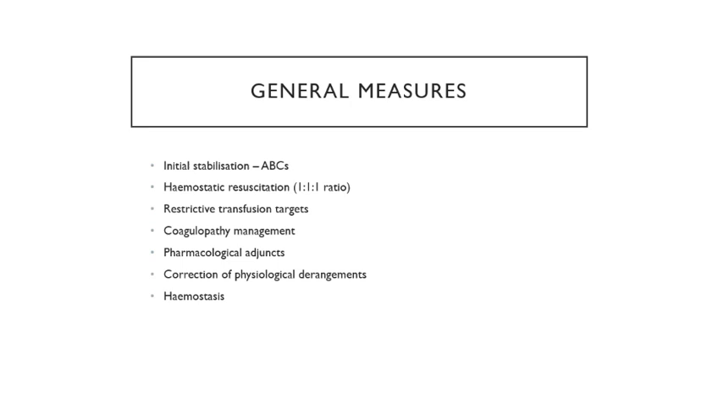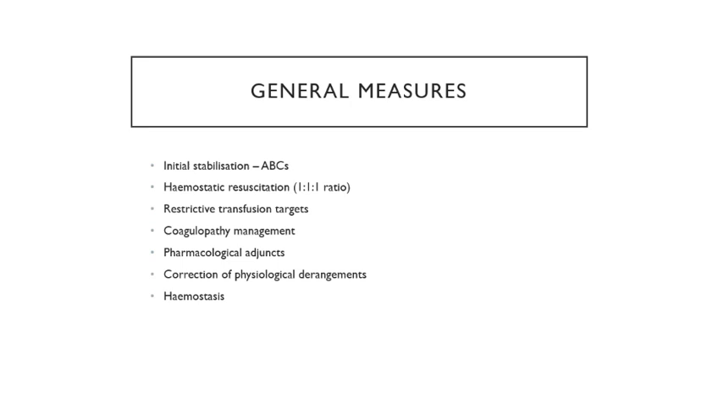Restrictive transfusion targets should be used. Viscoelastic assays should be used to identify specific coagulopathies and guide targeted therapy. Pharmacological adjuncts such as tranexamic acid should be considered. Correction and avoidance of the lethal triad would be essential. Finally, definitive hemorrhage control should be pursued promptly.